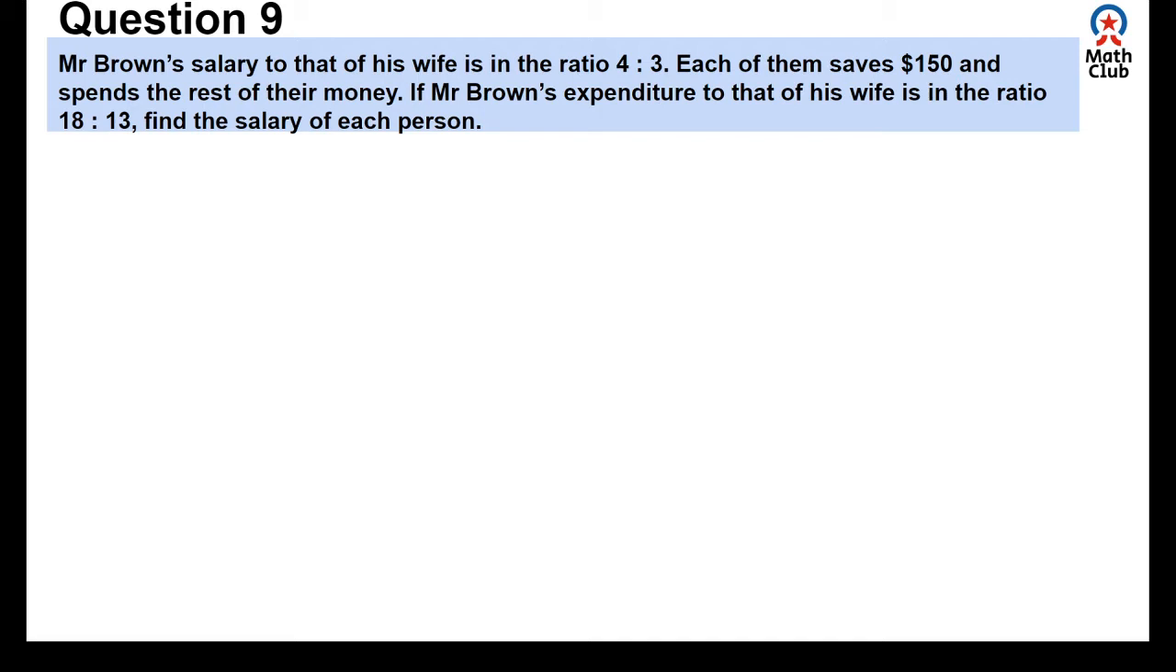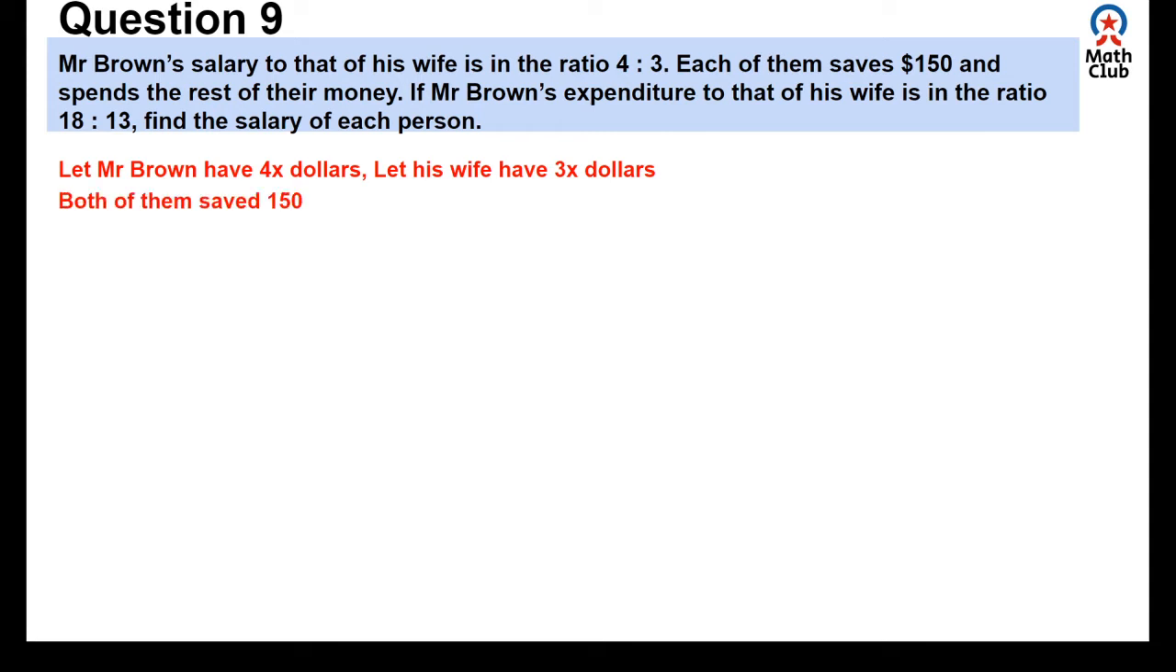For those people who have been here since season 1, question 1, you may know this is quite a classic algebra question. Right, so first we'll let Mr. Brown have $4x and his wife have $3x. Why is this so? So that we don't have to deal with decimals, because they're in the ratio of 4:3, and this will make it much easier to calculate. And let's say both of them saved $150 as given in the question.